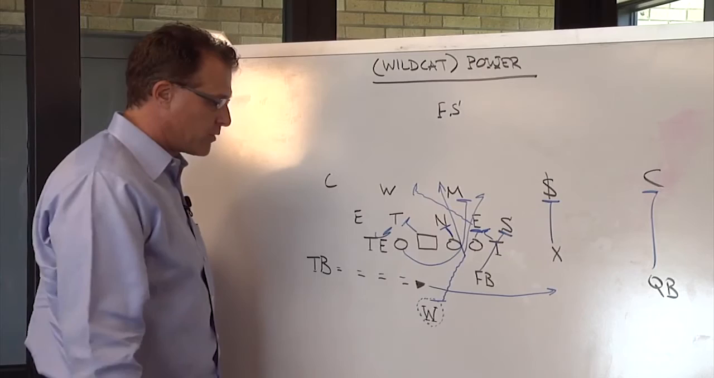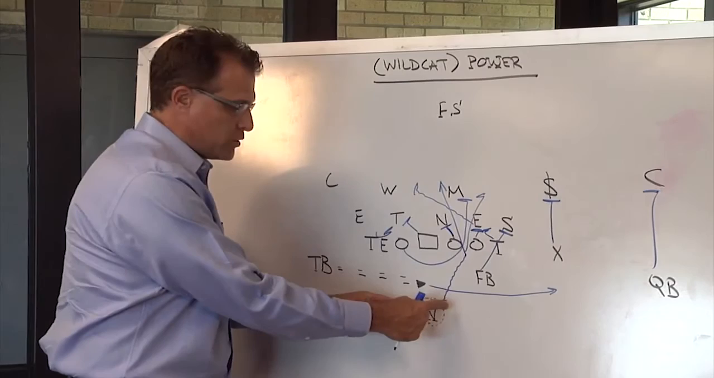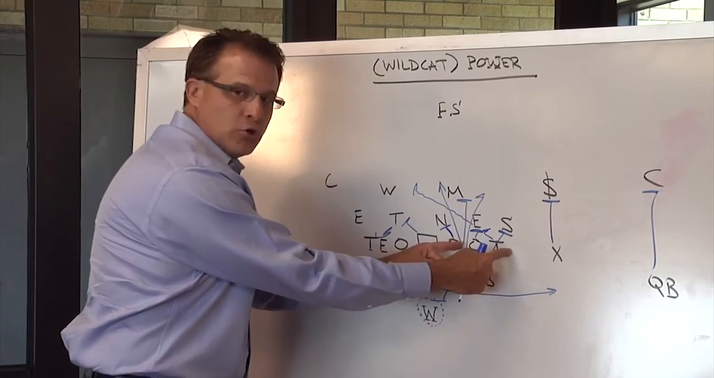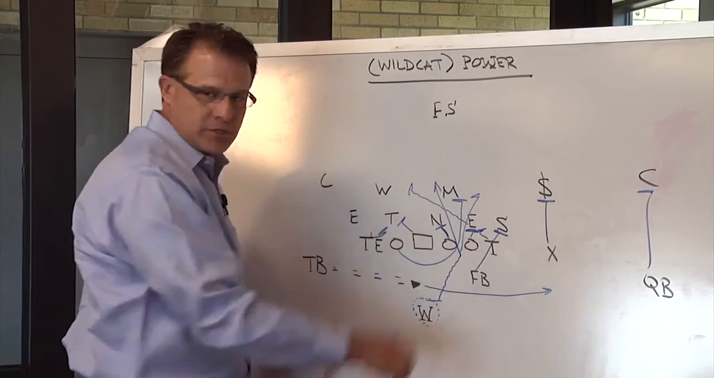So what I always like about this play is you're getting the ball to your best player on a third down and short or red zone type situation behind your two biggest run blockers, and you've got the illusion of a speed guy to stretch it to try to soften them up.